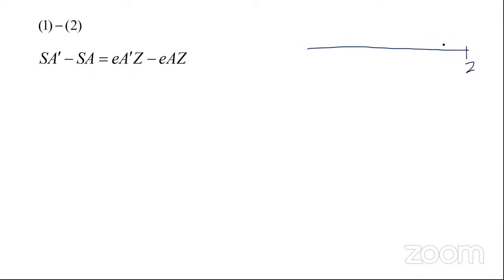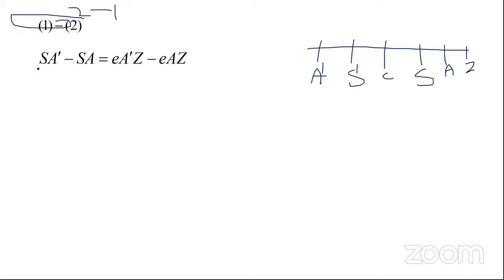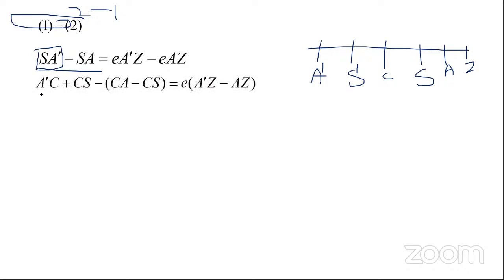Similarly, this is Z, this is A, this is S, and this is C, and this is S dash, and this is A dash. So we are taking this one only. So here SCA dash minus SCA, this is 2 minus 1. Then we'll get EA dash Z minus EAZ. Then SCA dash, I'm writing similarly to the previous, A dash C plus CS.